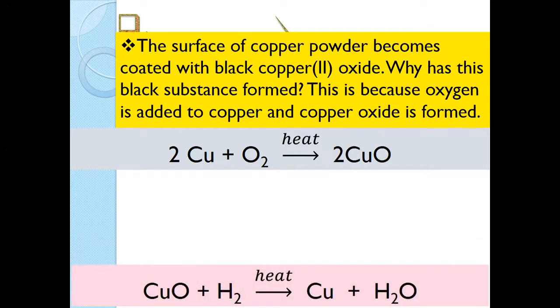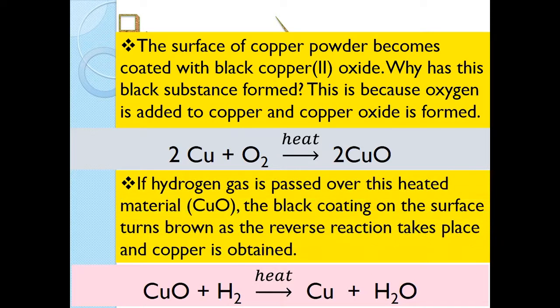What happens? The surface of copper powder becomes coated with black copper oxide. And why has this black substance formed? This is because oxygen is added to copper and copper oxide is formed. Addition of oxygen means this is oxidation reaction which is taking place. And if hydrogen gas is passed over this heated material, that is copper oxide, the black coating on the surface turns brown as the reverse reaction takes place and copper is obtained.